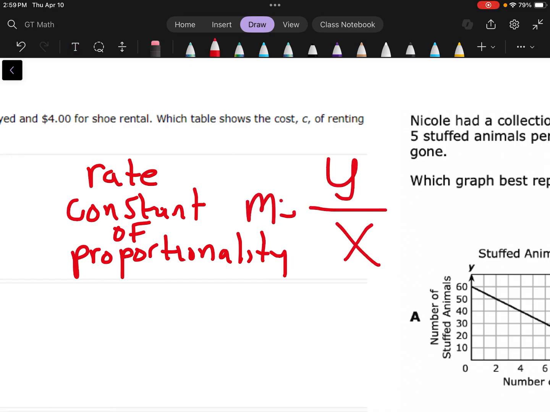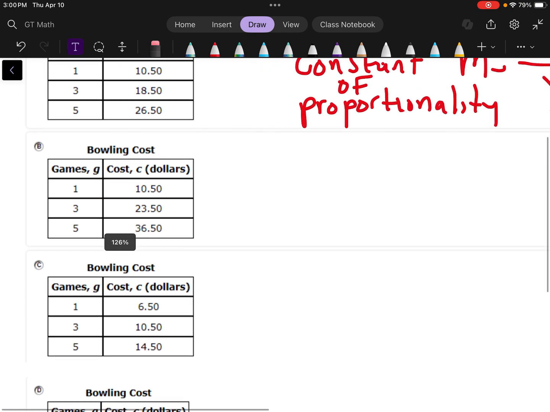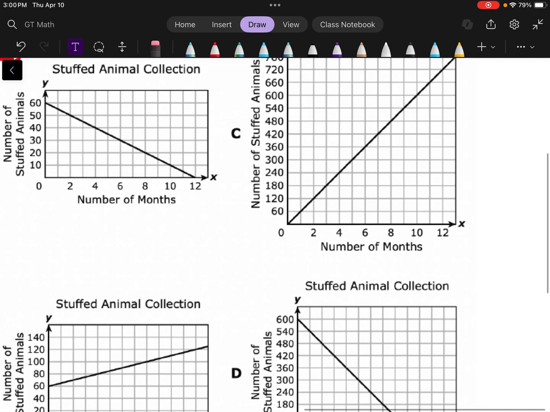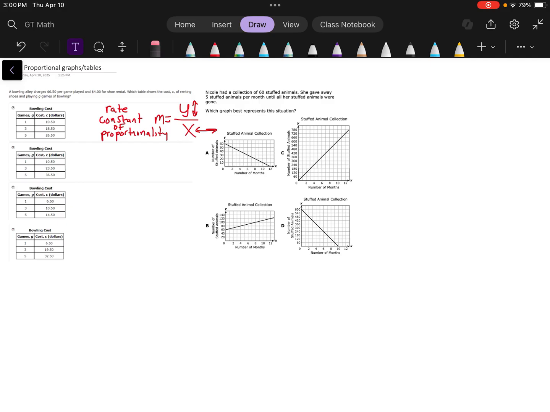That's our rate. M, remember, stands for our rate. It's y divided by x. Y is the up and down movement. X is the left and right movement. Yes, it needs to be y over x. It's on your star chart, you can refer to it. Now, you can find y over x by looking at tables or by looking at graphs, so we're going to talk about both.